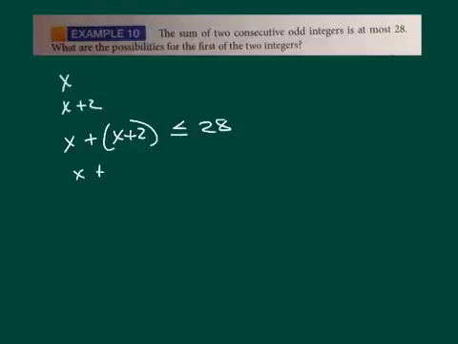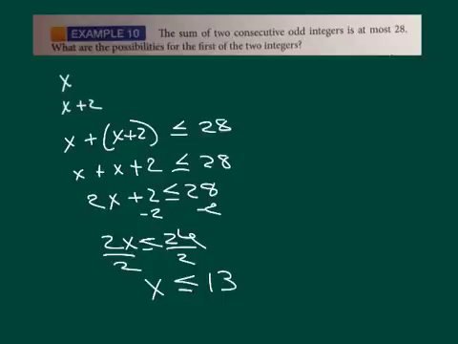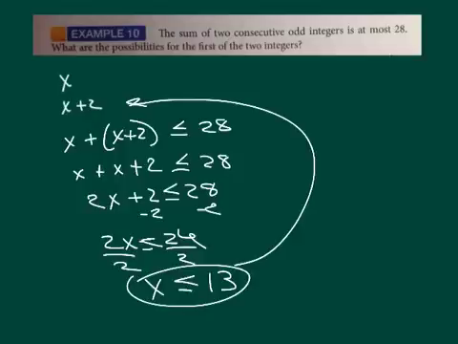And then I just take my parentheses off, add my x's, subtract 2, and I get 2x is less than or equal to 26. Divide by 2, divide by 2. X has got to be a number less than or equal to 13. So that is what I'm looking for. What are the possibilities for the first of the two integers? So that's the first of the two integers.